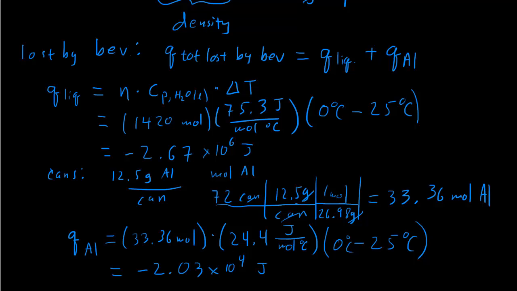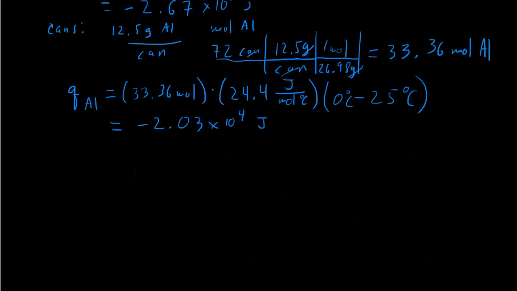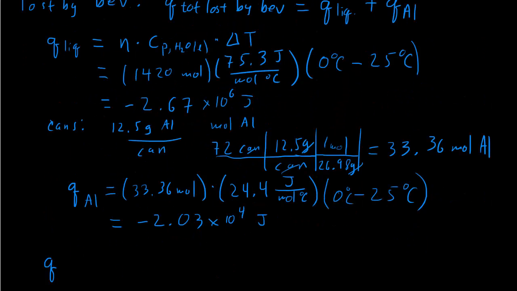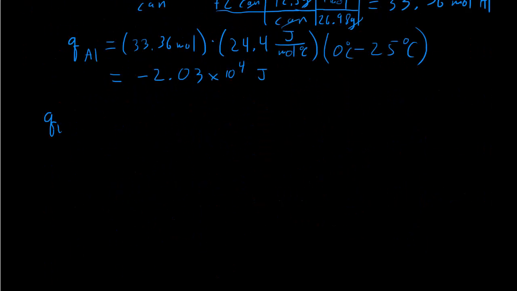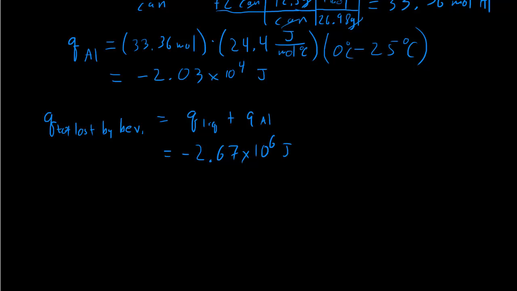Okay, so now let's add up the total amount of heat that we have to remove from the beverages. So Q, let's see, what was my label up here before? Q total lost by beverage. Very good. Abbreviate beverage, BEV. And so that's Q for the liquid plus Q for the aluminum. We know both those numbers. So Q for the liquid was negative 2.67 times 10 to the 6th joules. And then we're going to add to that the negative 2.03 times 10 to the 4th joules for the aluminum cans.